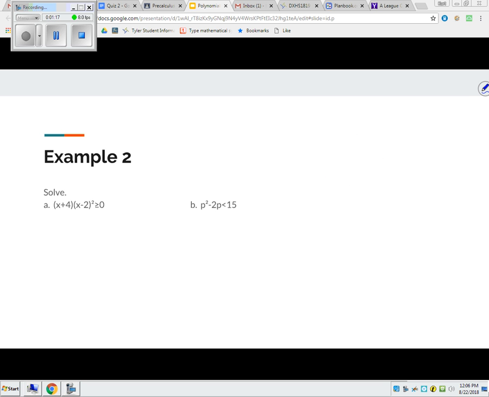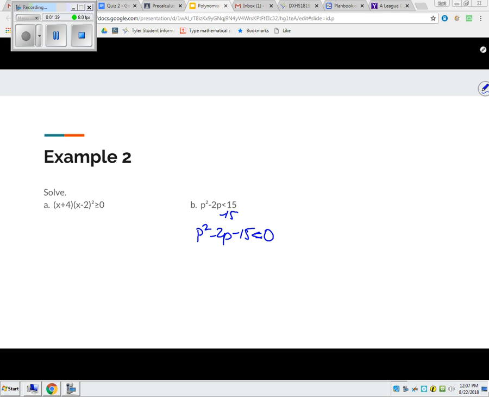So first thing I notice is that it's not in standard form. I don't have 0 on a side by itself. Well, I can still subtract 15 from both sides, and that's going to give me p squared minus 2p minus 15. Oh, not equals 0. They were doing less than 0 in this case.